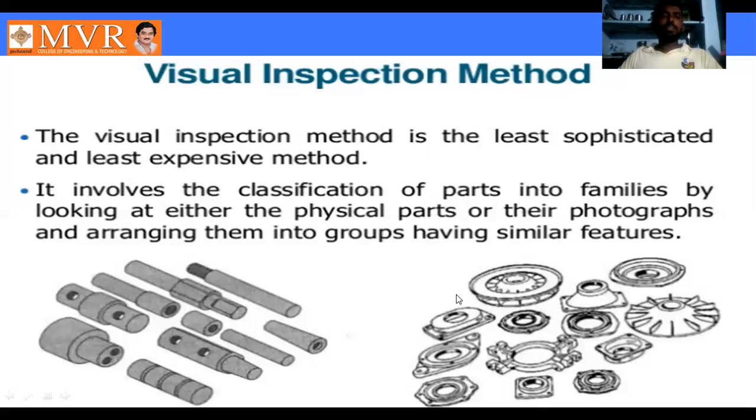Visual inspection is based on shapes. It is the classification of parts into families by looking at the physical parts or photographs. The physical parts or photographs are gathered into part families. This we can call the visual inspection method.